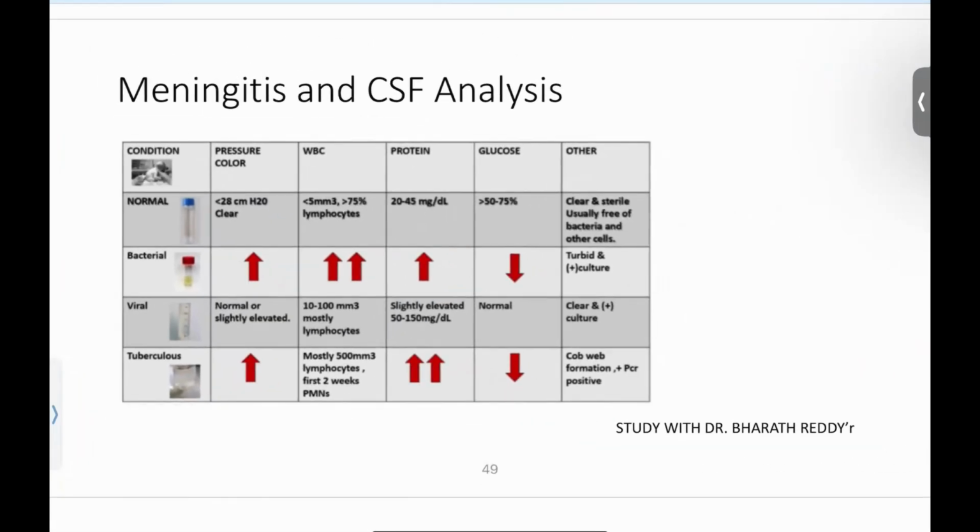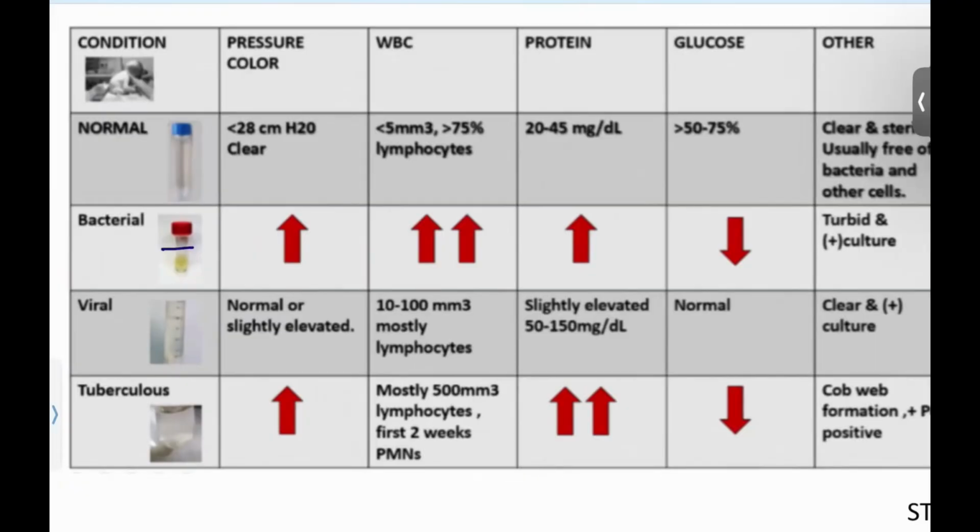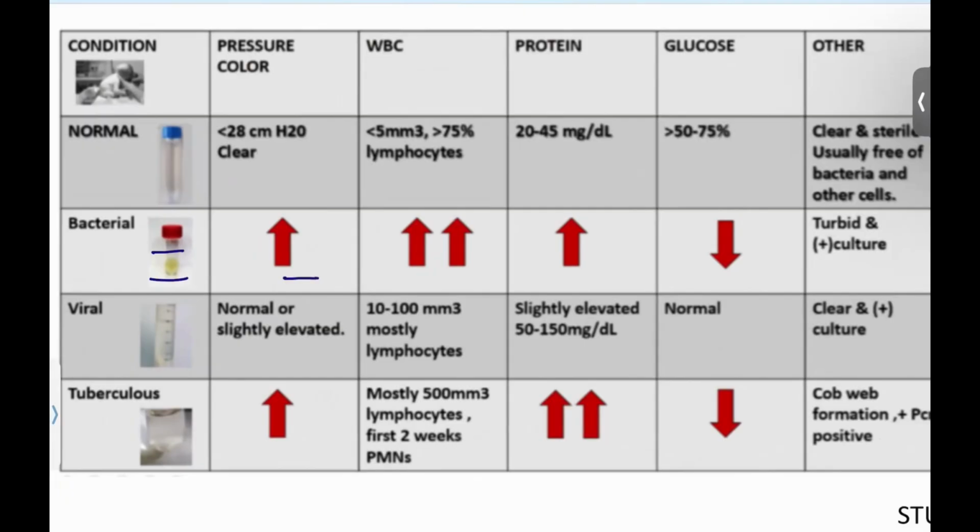This is also very, very important. Coming to the bacterial, it is going to look turbid in color. Here you can see it is turbid in color and pressure is raised, and WBC, especially neutrophils, are highly elevated. Protein is elevated, glucose is decreased. And viral is almost like normal only.